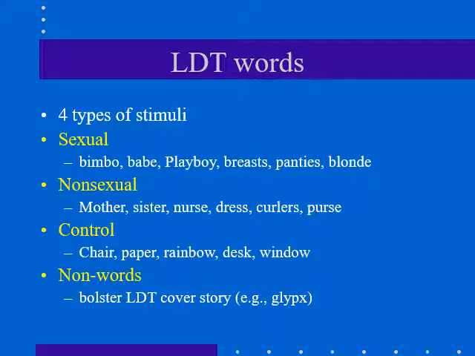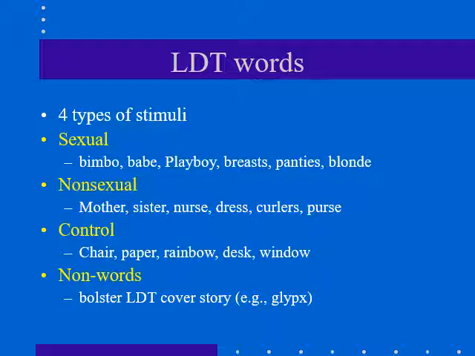So what were the words? Well, here are examples from the sexual side: bimbo, babe, playboy, breasts, panties, and blonde. Non-sexual words that men came up with were mother, sister, nurse, dress, curlers, purse. Control words included chair, paper, rainbow, desk, and window.